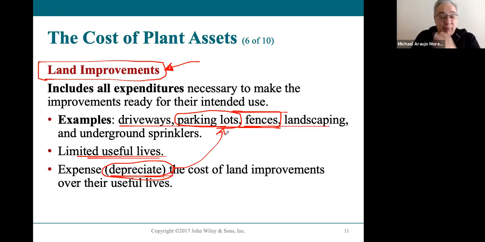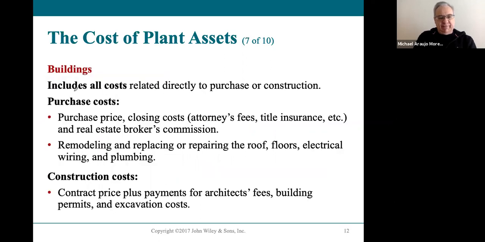And that's basically what depreciation is really about: allocating the cost of the asset over a long period of time. It's a long period of time because their lives are measured in years, and so it just takes a long time to use them for business purposes. So this is the land improvement account.